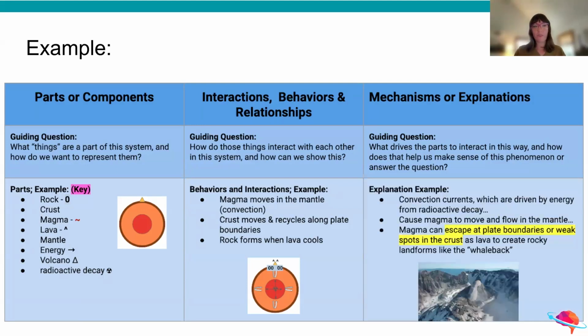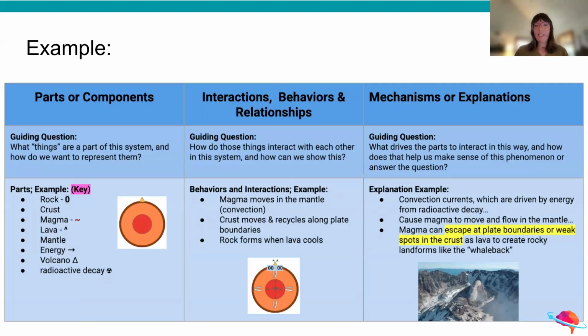And lastly, the question we're going to ask students, to really get them into mechanisms and explanations, is what drives the parts to interact in this way. And this is where students are really accessing their understanding of pretty heavy scientific ideas, theories, or laws, like gravity, for example. Are the things interacting this way because of the laws of gravity? Or are populations changing in this way because of the theory of evolution? Just to give some examples.